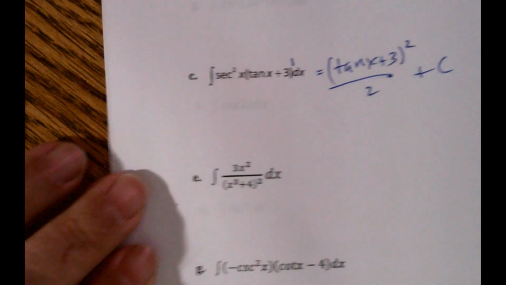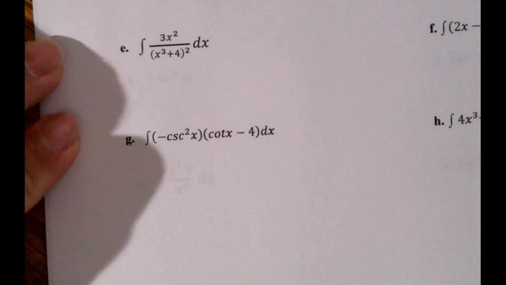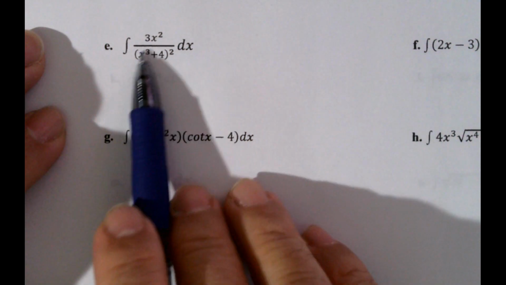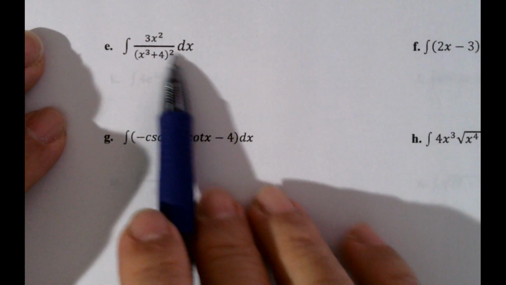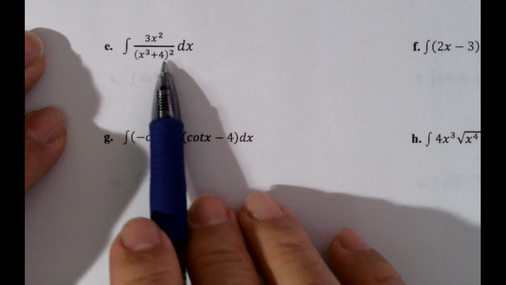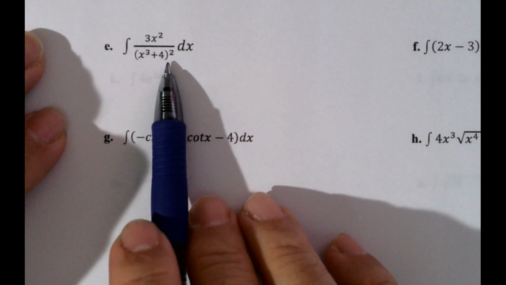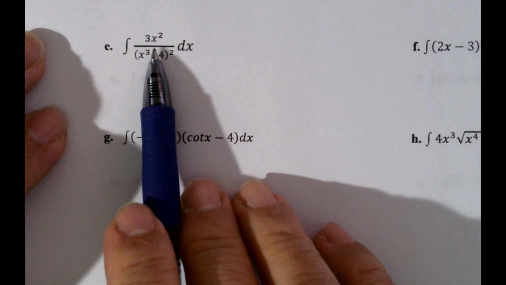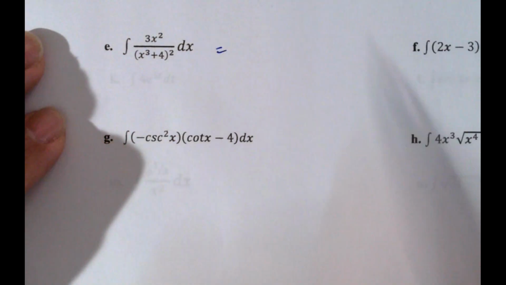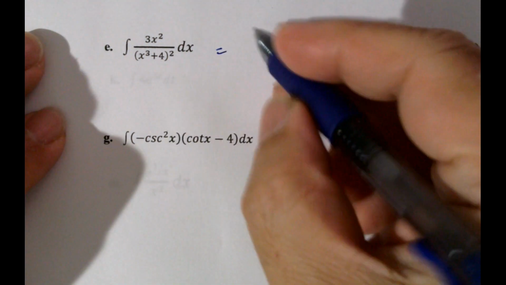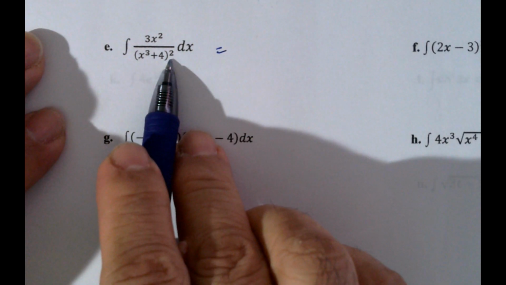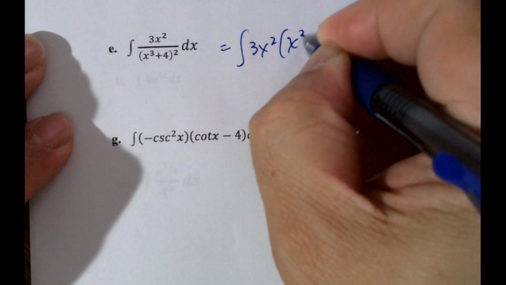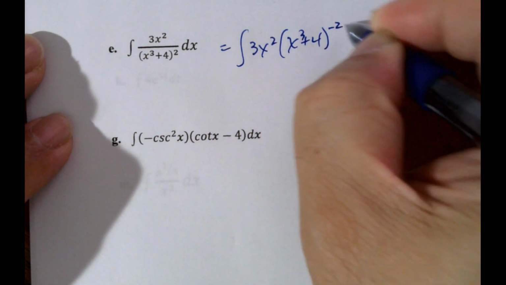All right, E, example E, 3x squared. So look for the more complicated version. Here, x cubed plus 4 to the second power, and in the denominator of a fraction, that's the most complicated part. What is the derivative of x cubed plus 4? Well, it's 3x squared, so there it is. So I can do this by the pattern recognition. So I'm going to rewrite this. 3x squared, x cubed plus 4 to the negative 2 dx.